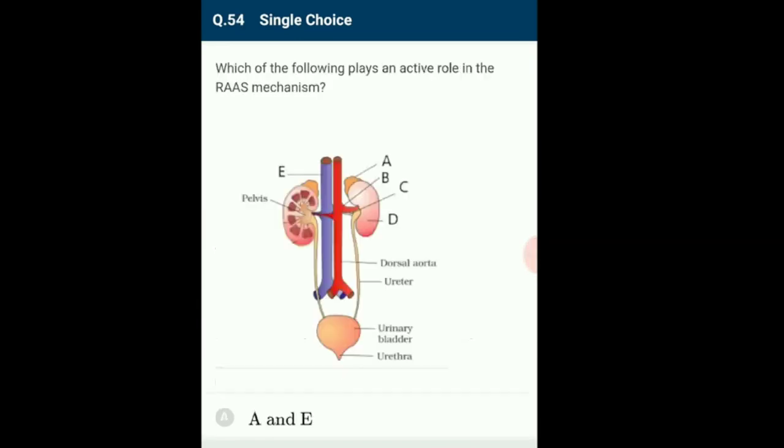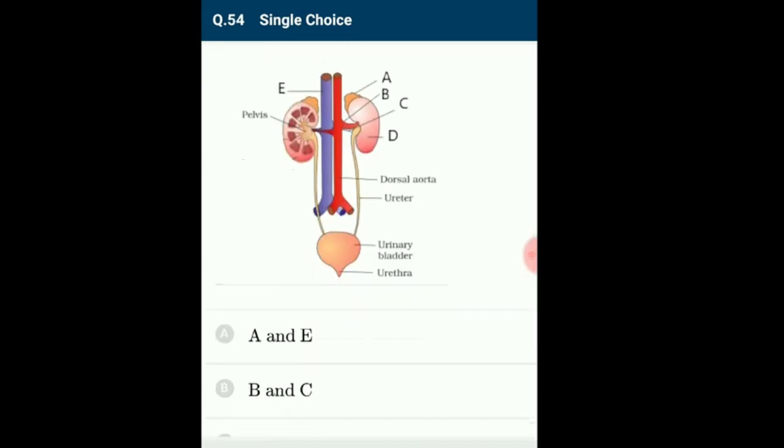Question number 54. Which of the following plays an active role in RAAS mechanism? The renin-angiotensin-aldosterone system, generally called RAAS, is a hormone system within the body that is essential for the regulation of blood pressure and fluid balance.